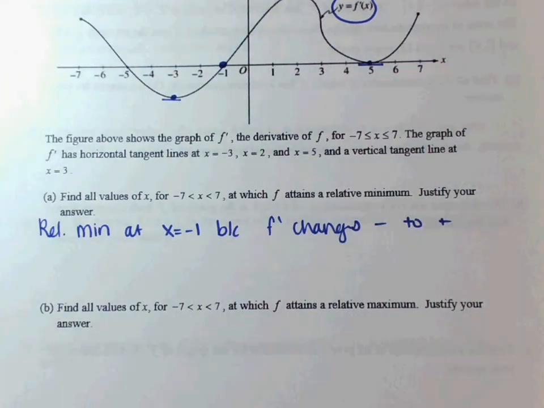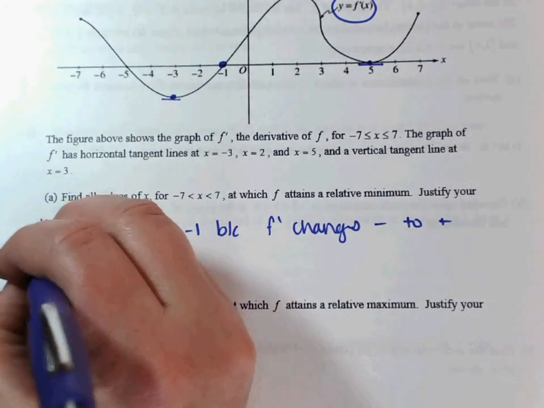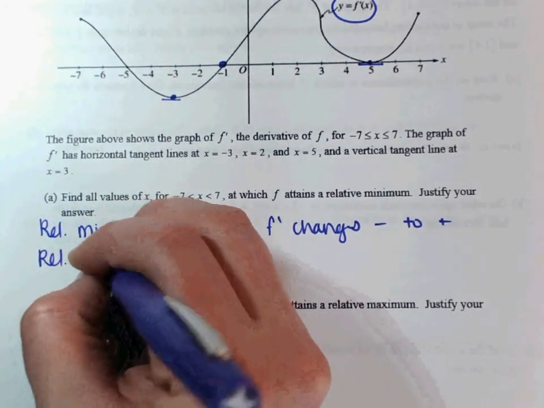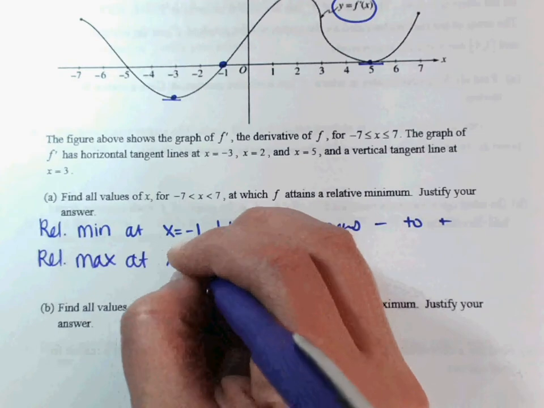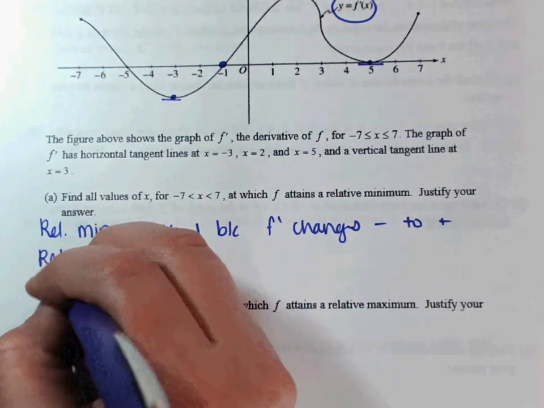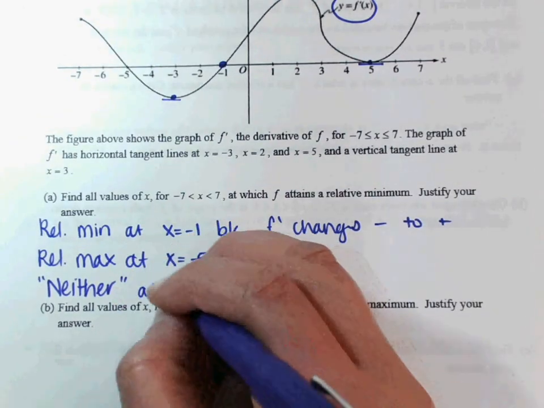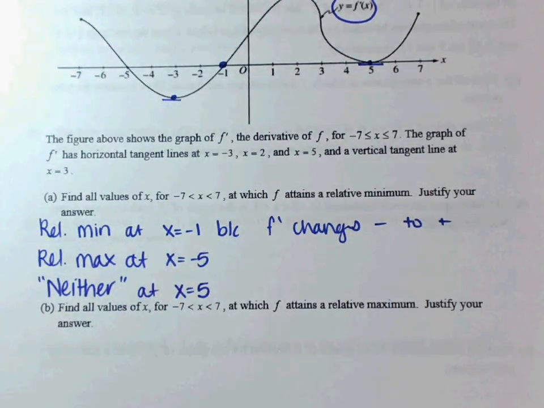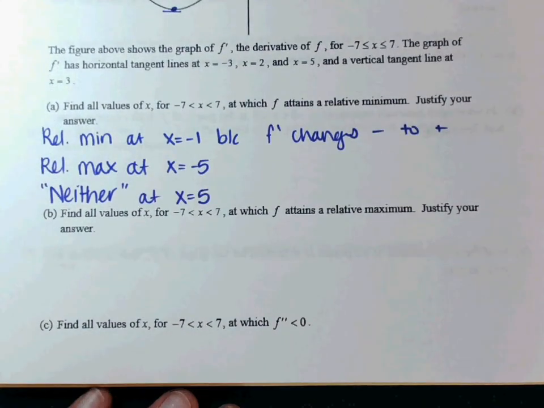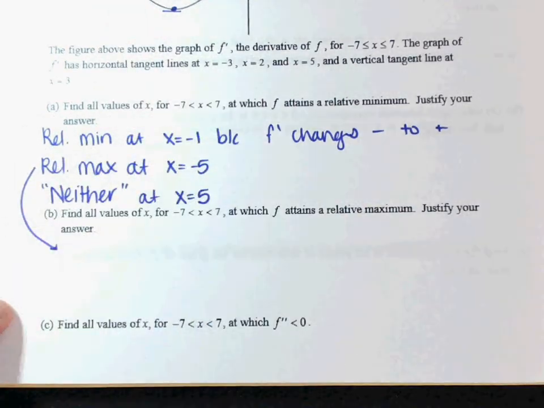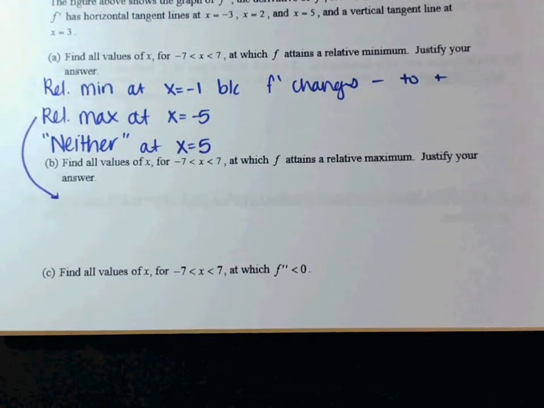Even though it doesn't ask for it, just to review, there's a relative max where? At -5. And then there's a neither at x equals +5. Oh wait, it says it, look, right here. Now read through part C and see if you can do it.